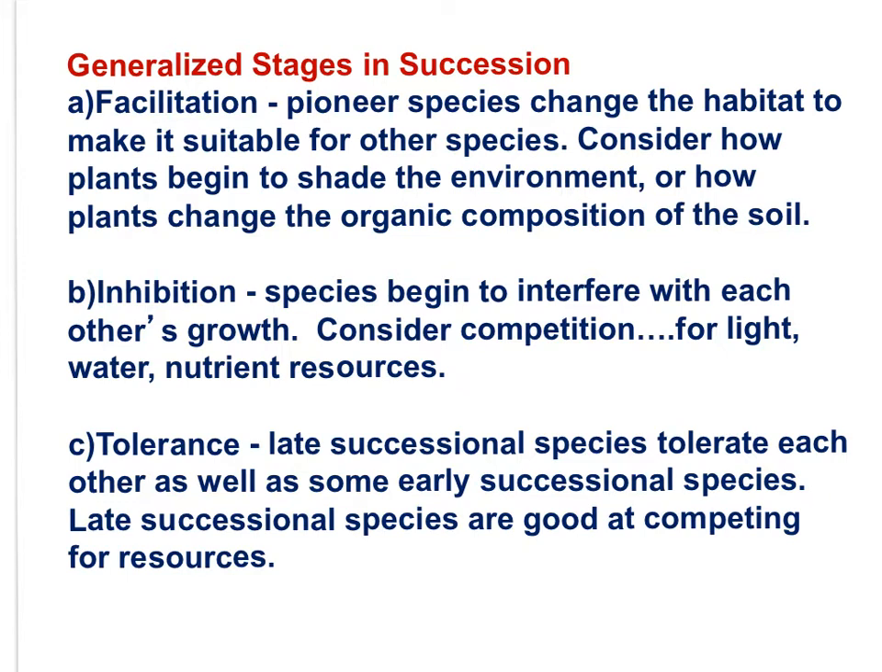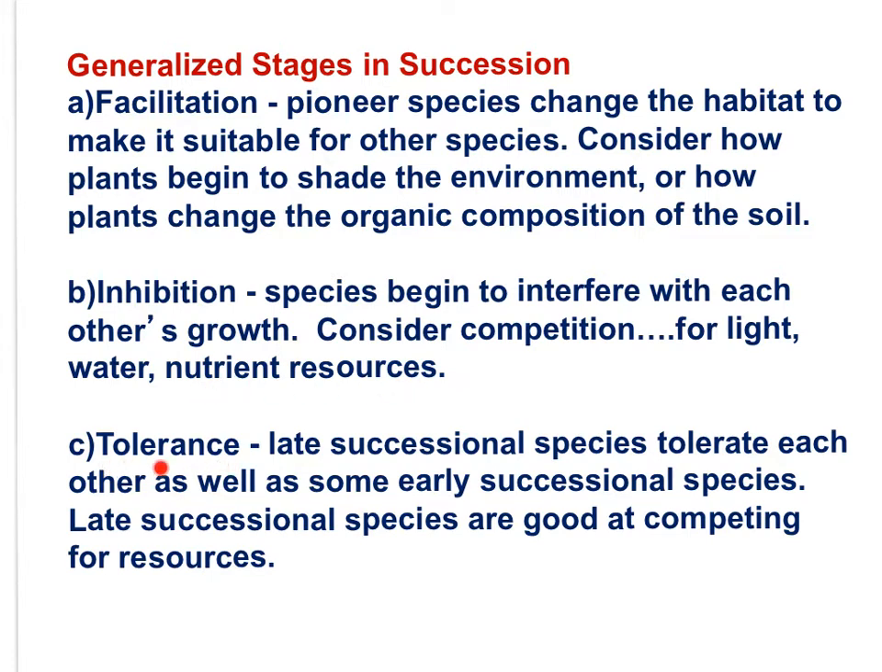There are 3 generalized stages in succession. There is the facilitation stage, where pioneer species change the habitat to make it suitable for other species. Consider how plants begin to shade the environment, or how plants change the organic composition of the soil. There's the inhibition phase, where species begin to interfere with each other's growth. Consider competition for light, water, nutrient resources.